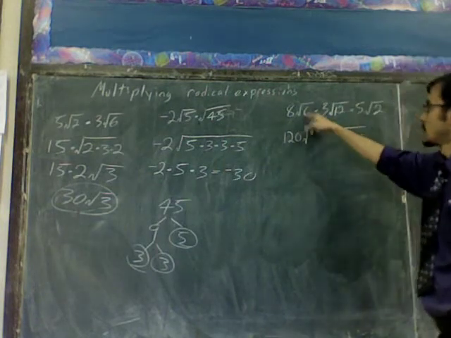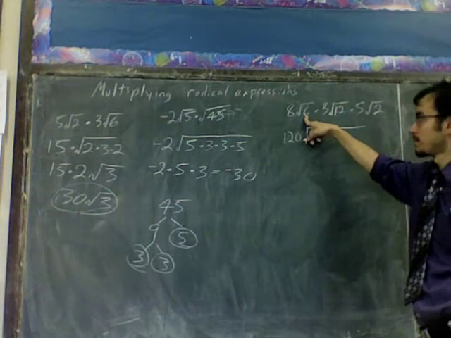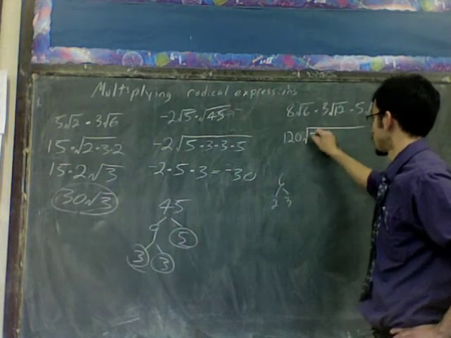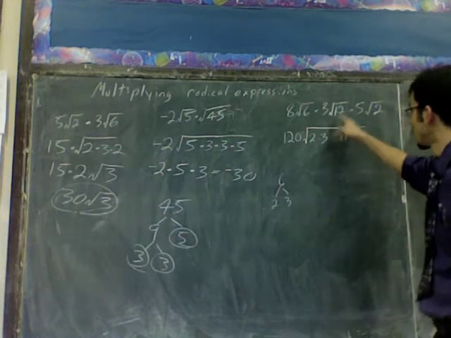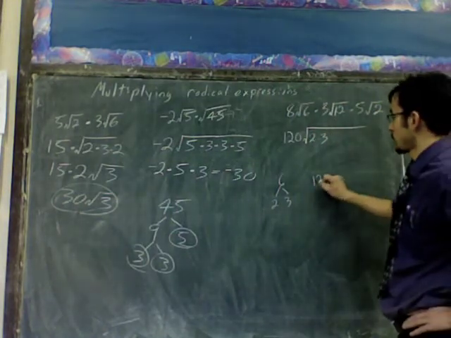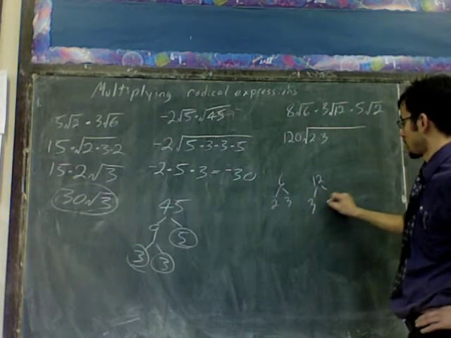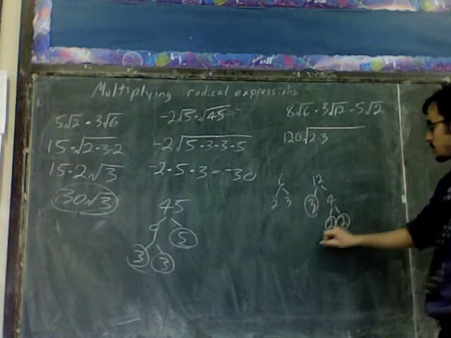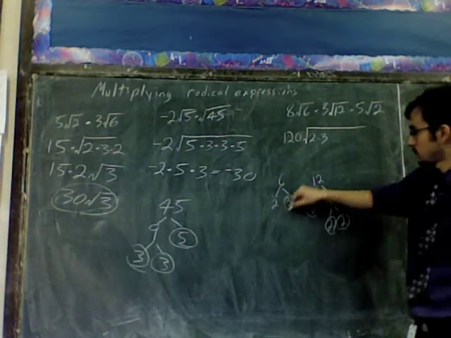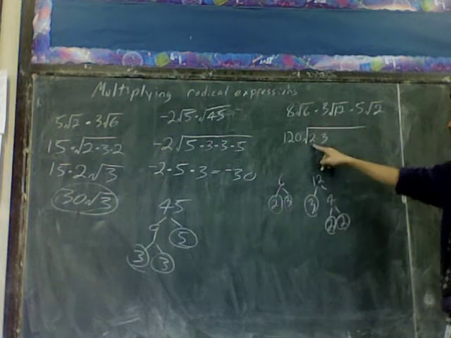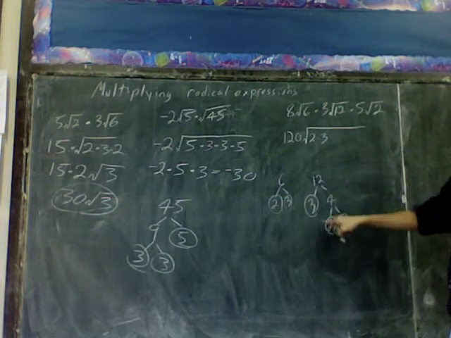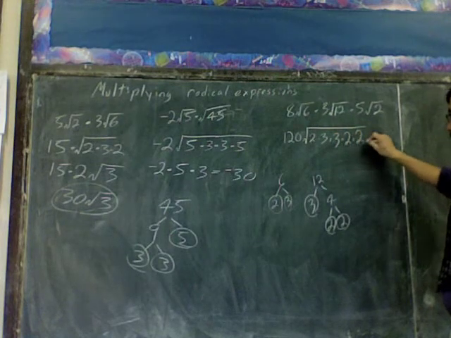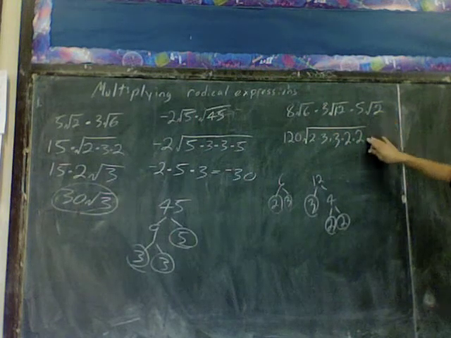Square root of 6. That's not prime. So I need to break that down. 6 breaks down into 2 and 3. So in place of the 6, I'm going to write a 2 and a 3. 12 isn't prime. So I'm going to break that down into a 3 and 4. 3 is prime, but 4 is not. Breaks that down into 2 and 2. Okay? So the 6 became the 2 and 3. The 12 becomes a 3, a 2, and a 2. So times 3 times 2 times 2. 2 is prime, so I'm just going to put that extra 2 down here.